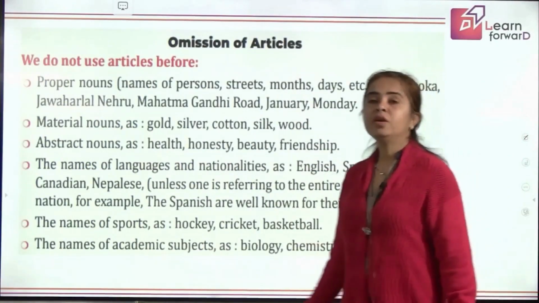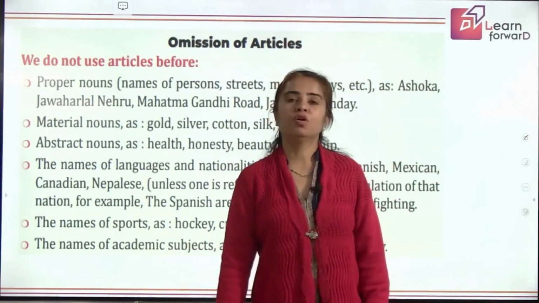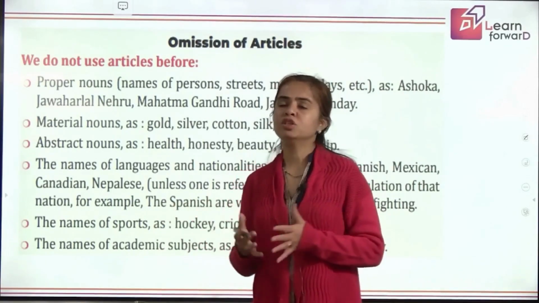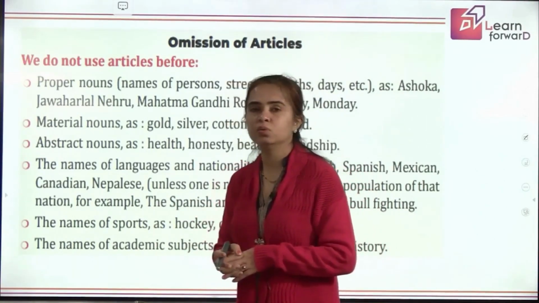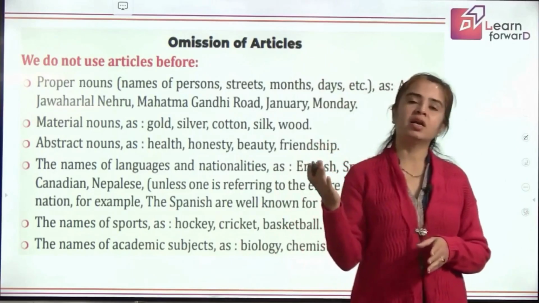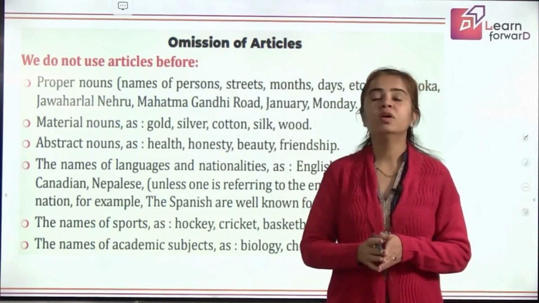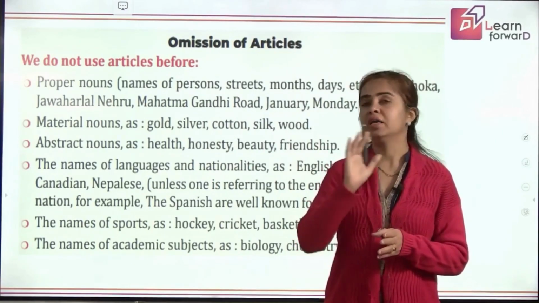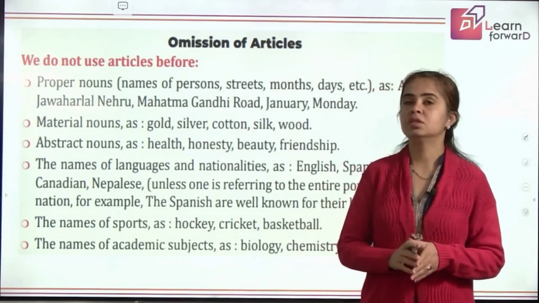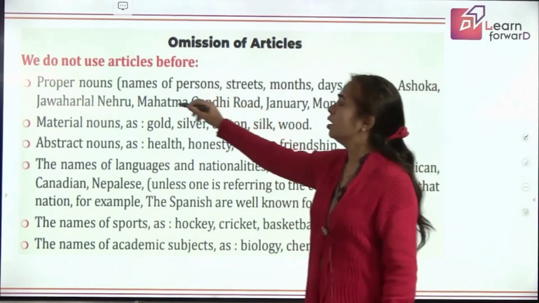So, coming next is omission of articles. What do you mean by omission of articles? We have learned the rules for where to use articles and which article to use, but there are still a few rules you have to follow which say that the article will not be used there. What are those rules? Proper nouns.